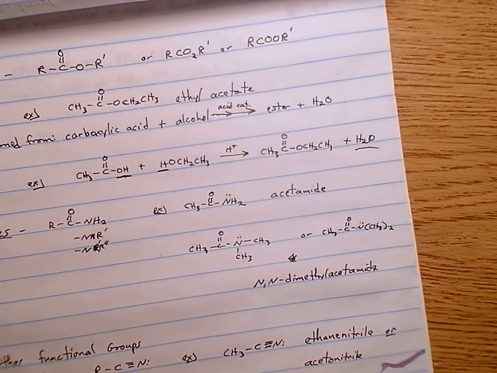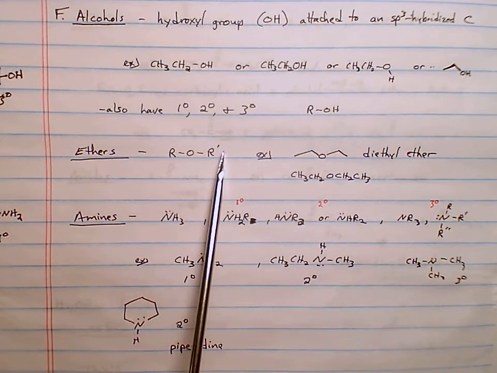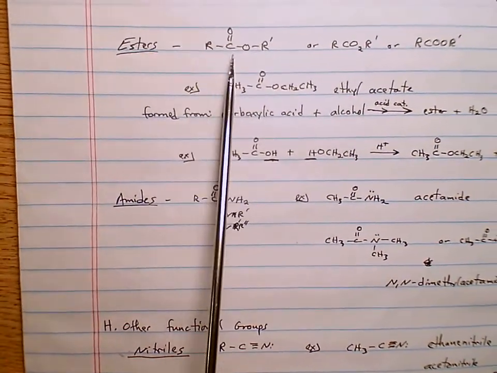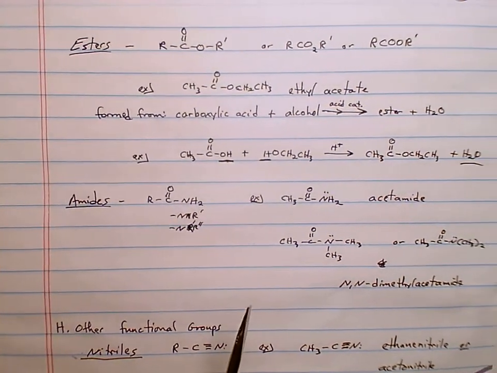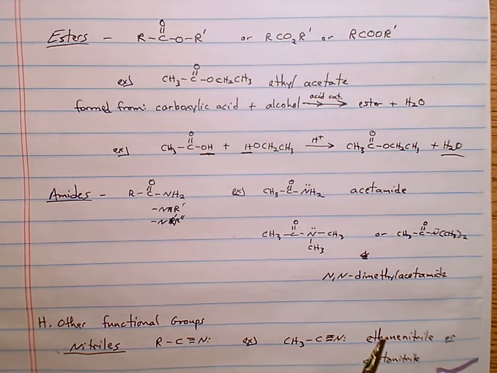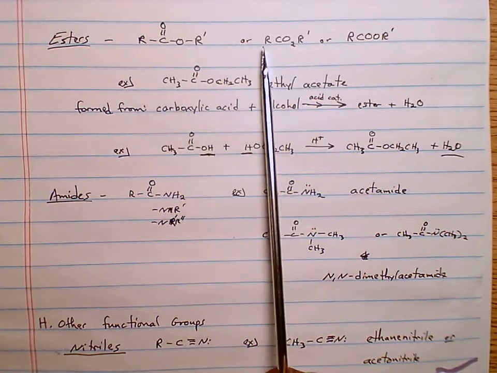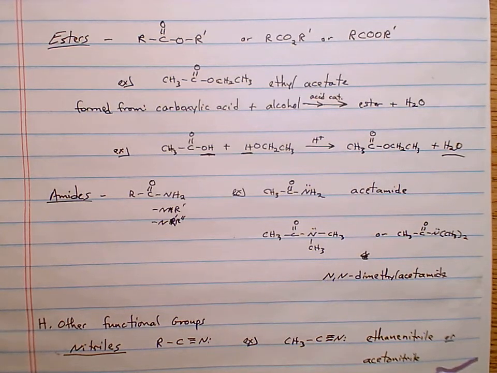Remember how an ether was ROR, 2 normal carbons bonded to an oxygen? Well, what if we made one of those carbons a carbonyl? R carbonyl OR prime. That makes it an ester, and it's a different functional group. Putting these carbonyl groups in there totally changes how these functional groups react. So an ester can be written RCO2R prime or RCOOR prime.